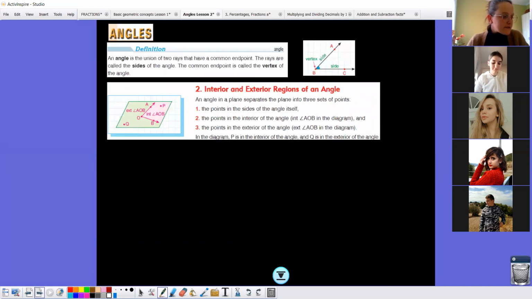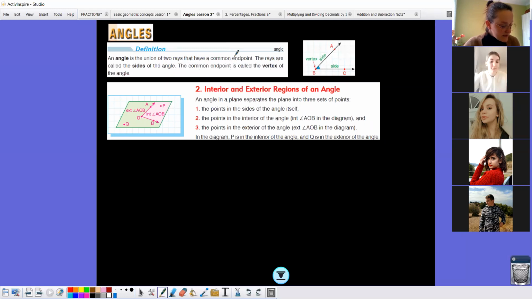Now we have angles. What does it mean, angle? This is not angel, okay? This is angle, because the students are pronouncing it like angel, but it's not. Angle is the union of two rays that have a common endpoint. We talk about the rays. Yes, we know what a ray is. So here, an angle is the union of two rays that have a common endpoint. The rays are called the sides of the angle. The common endpoint is called the vertex.